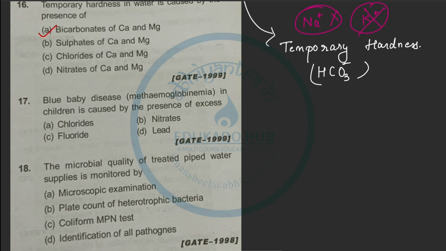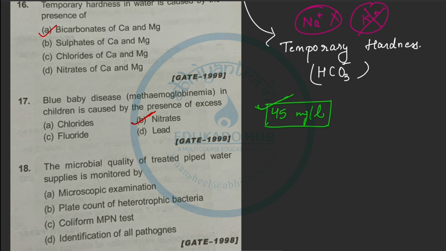Next is blue baby disease. Methemoglobinemia in children is caused by the presence of, see, the blue baby disease is caused by the presence of nitrates. See, the nitrate limit is 45 milligram per liter. In the absence of any alternate source also, it is 45 milligram per liter. If there is a slightly greater value of nitrates, it will cause blue baby disease.